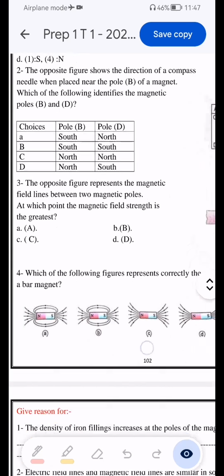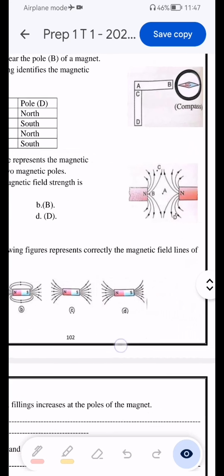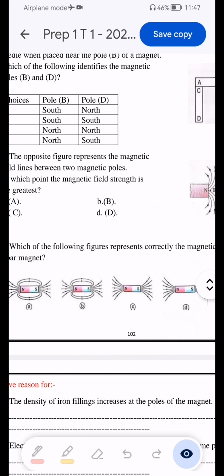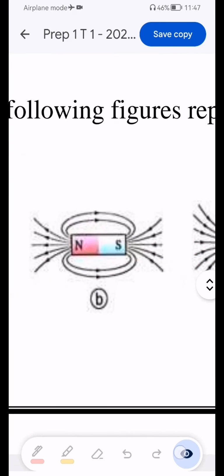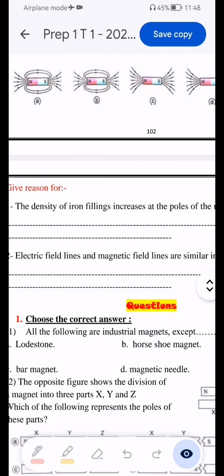Number 4, which of the following represents the correct magnetic field lines? We said magnetic field lines start from the North Pole and end in the South Pole. So we will choose number B. Look at this, it starts from north to south, and the arrow at north goes out, but the arrow at south goes in. So you will look at the direction of the arrows, like electric field lines.